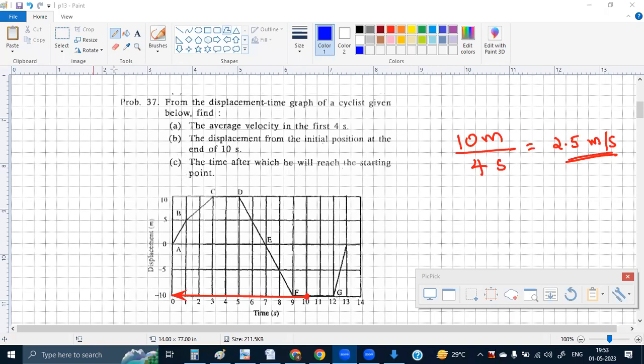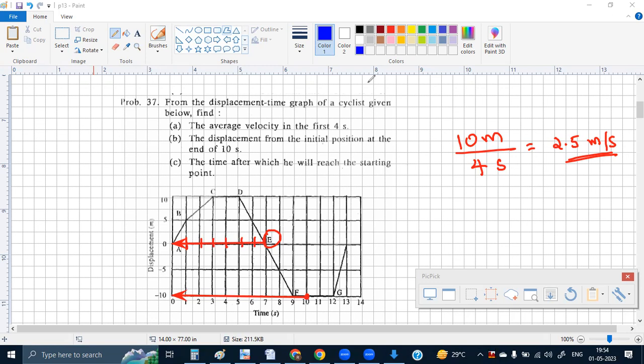Yeah, tell the answer for C part. The time after which he will reach the starting point. There will be two answers for this. One answer is this. He will reach the starting point. This point is 1, 2, 3, 4, 5, 6, 7 seconds. E is the point. So after 7 seconds, he will be reaching the starting point.